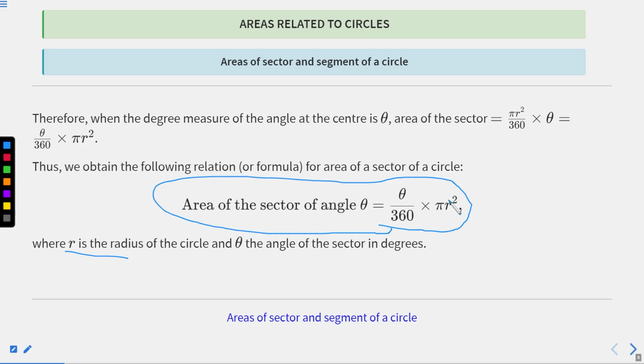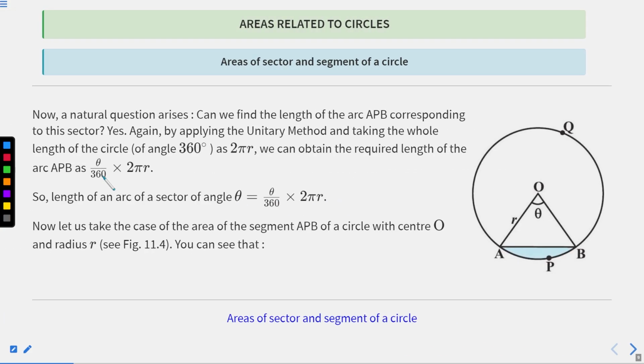Okay, now a natural question arises: can we find the length of the arc APB? Can we find the length of this arc corresponding to this sector? Yes, our answer is yes. We can find the length of the arc APB corresponding to this sector.